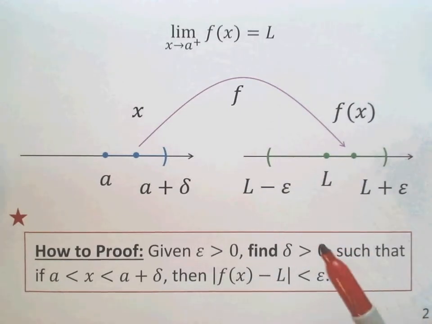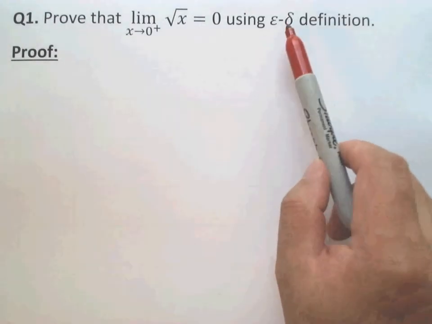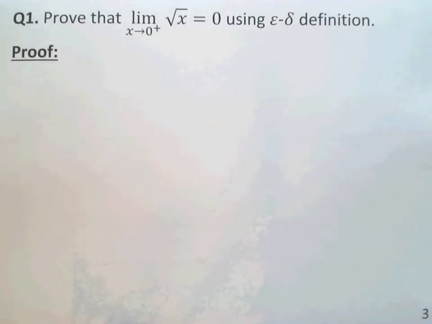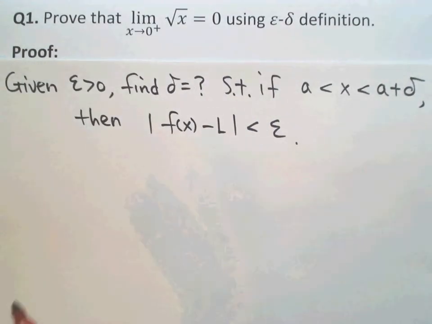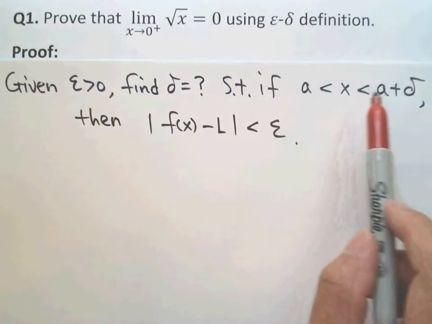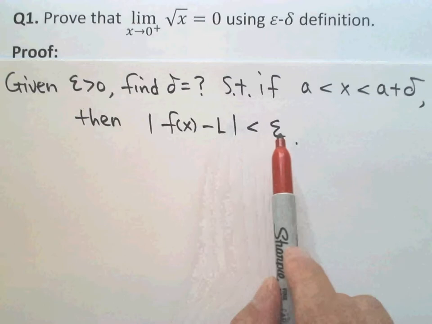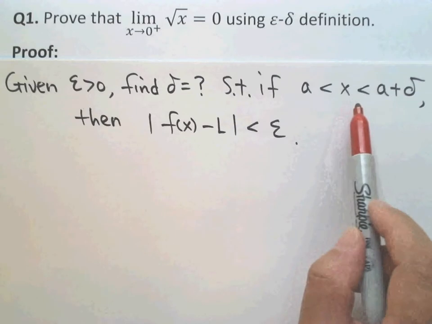Find the delta. So let us practice with one question. In these questions, we still do two steps. In the first step, we find the delta on scrap paper, and in the second step, we write down all the steps. Given epsilon greater than 0, we need to find the delta such that if x is in the delta neighborhood of a on the right side, then f is in the epsilon neighborhood of L, which means f is arbitrarily close to L if we take x sufficiently close to a on the right side.